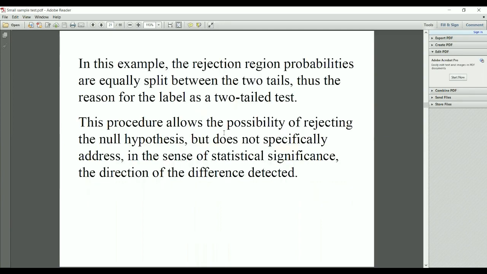If it is greater than or less than, that is one tail. So we are saying only one tail area of the particular graph. This procedure allows the possibility of rejection of the null hypothesis, but does not specifically address, in the sense of statistical significance, the direction of the difference detected.